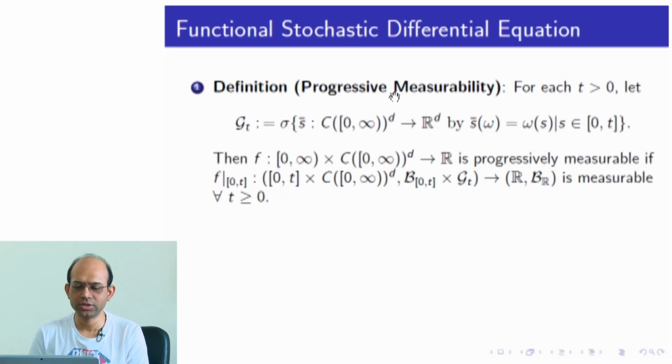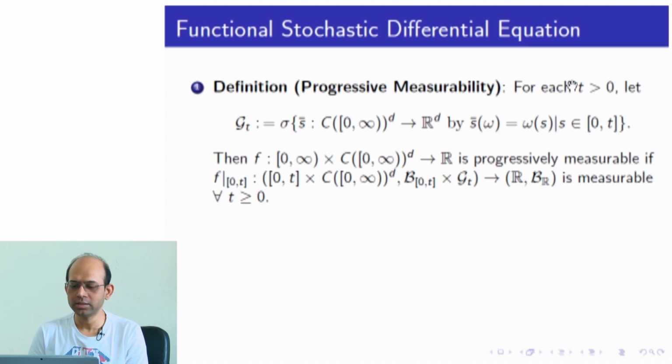So we recall the definition of progressive measurability. For each time small t positive, let this sigma algebra G_t be generated by all these maps S bar, which take the path to a vector point in R^d in the following manner: S bar of the whole path, the path is here written as omega, S bar of omega is equal to omega of s, for any s in 0 to t.